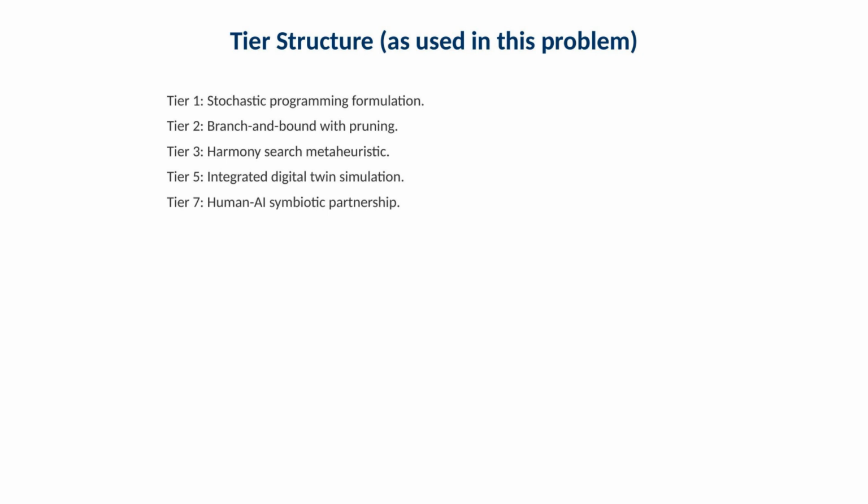We will cover multiple tiers. Tier 1 provides a stochastic programming formulation that captures uncertainty through scenarios. Tier 2 uses branch and bound with intelligent pruning to systematically search assignments. Tier 3 uses a harmony search metaheuristic. Tier 5 introduces an integrated digital twin for system-level simulation. Tier 7 focuses on a human and AI symbiotic partnership for practical decision-making.